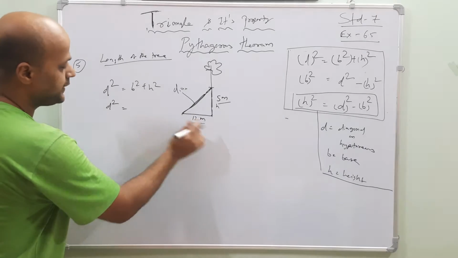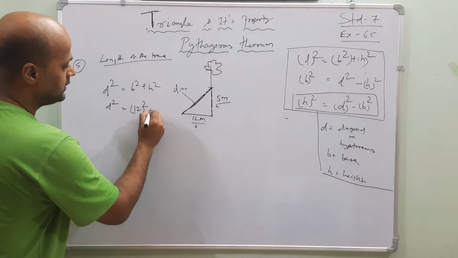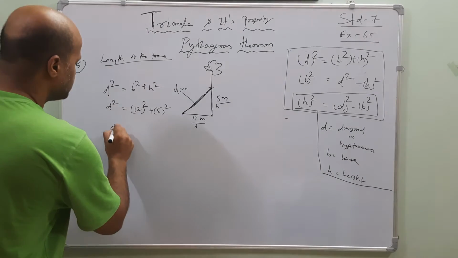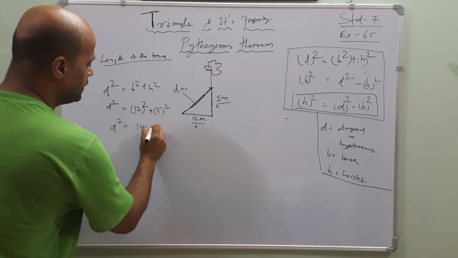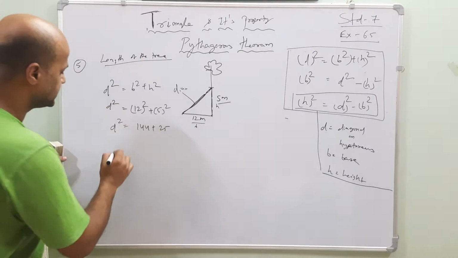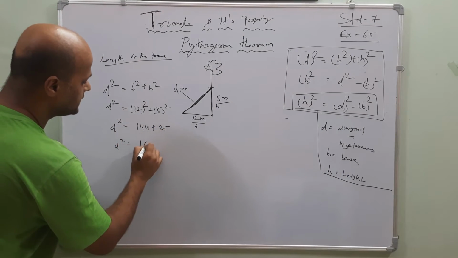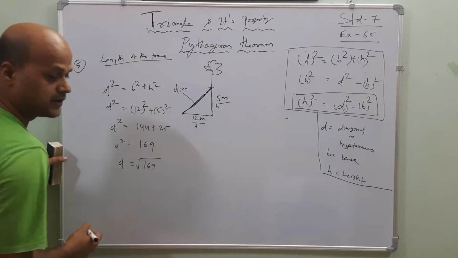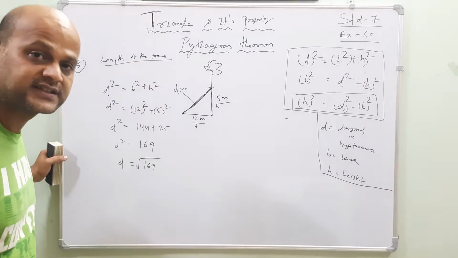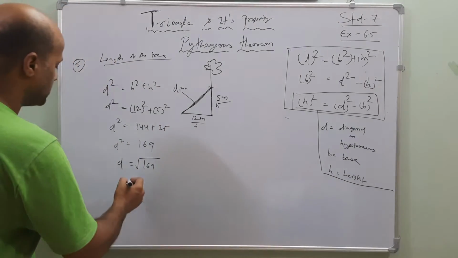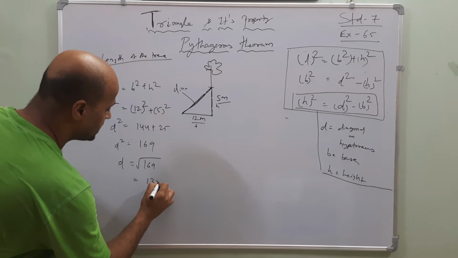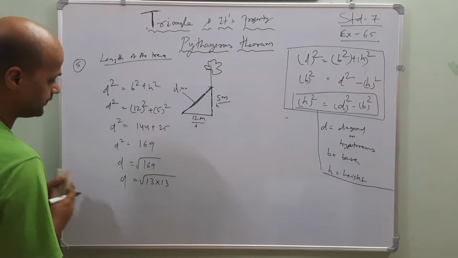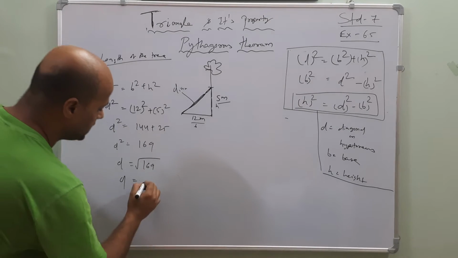Okay. Base square is given as how much? 12 square. Plus height is how much? 5 square. Understood, my dear friends? Now d square is equal to how much? 144 plus 25. How much is it? Now d square is equal to 169. Now d is how much? Square root of 169. Whose square is 169? Yes, very good, Aniket. It is 13. Now d you can directly write as 13 meter.